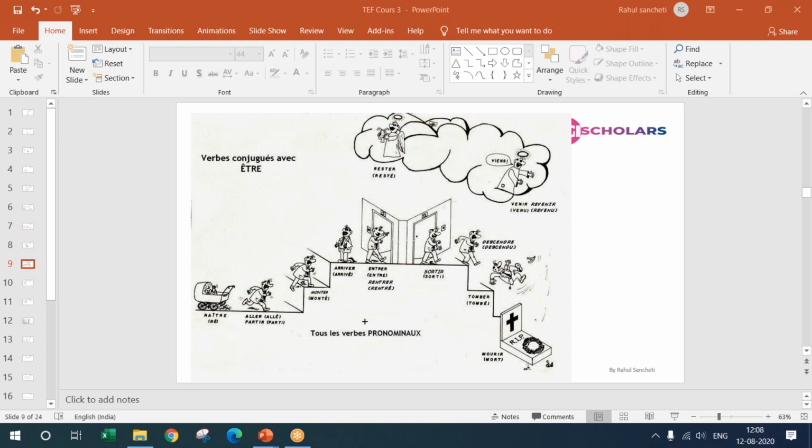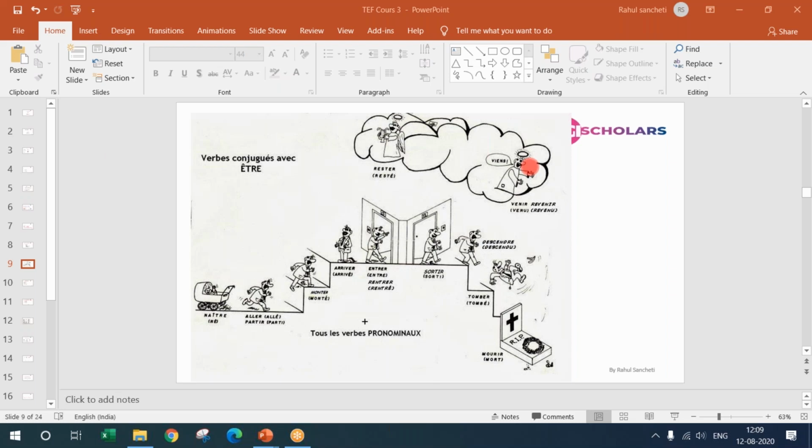at a position and then you enter a building or you enter an office, you enter a relationship, you re-enter a relationship, sometimes you exit and then you re-enter a relationship, and at times you have to exit a relationship, that is sortir, and then descendre is when you get down, at times you fall, and if you fall hard you die, and if you die you rest in peace or you come back, right? That's like the whole story of the être verbs.